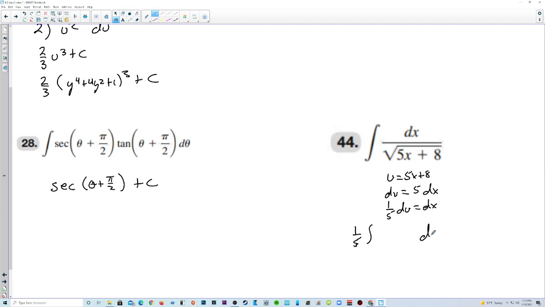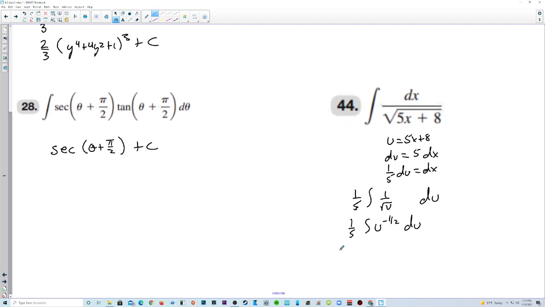1/5 du, and then we have 1 over the square root of u. So 1/5 integral of u to the negative 1/2 du. Now we can take the antiderivative of this, and we're going to add 1, which is going to be a half. So we have 1/5 times 2u to the 1/2 plus c. So 2/5 times the square root of 5x plus 8 plus c.